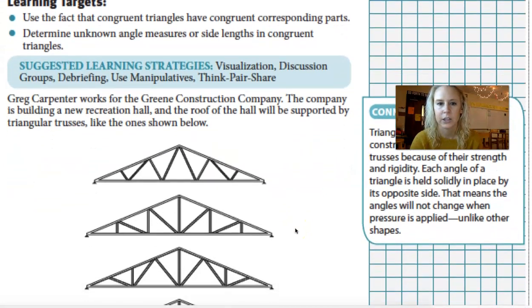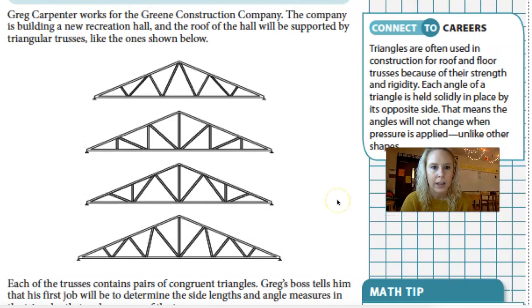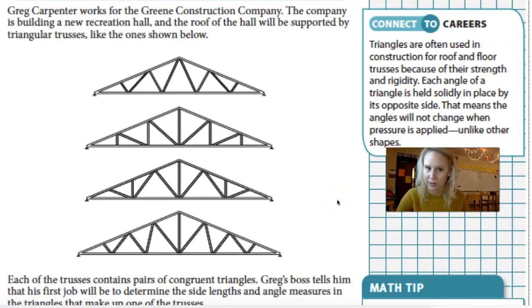All right, so let's take a look at our problem. Greg Carpenter is his last name, works for the Green Construction Company. The company is building a new recreation hall, and the roof of the hall will be supported by triangular trusses, like the ones shown below. And this is actually true. I did a Habitat for Humanity build, and this is what the trusses of the house look like.